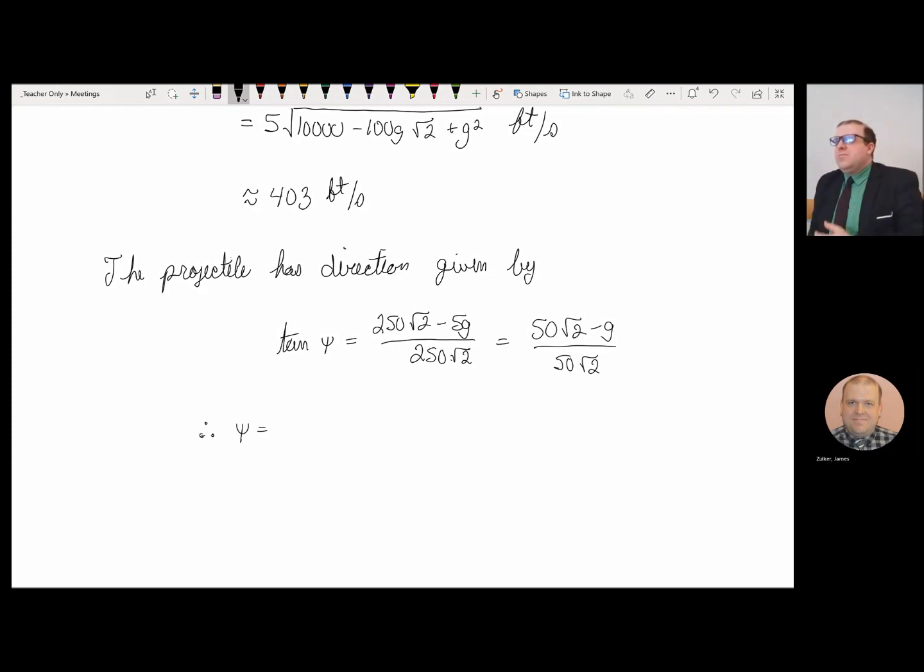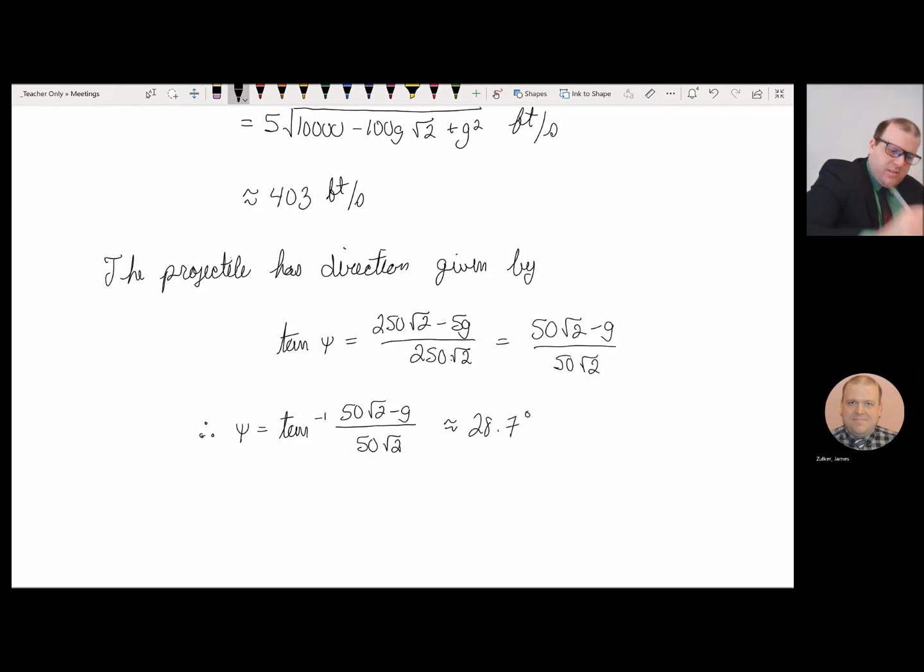Now again, psi can only practically be between 0 and pi over 2, which allows us to take the inverse tangent. Again, in theoretical physics, that's exactly how we would leave it. If you use the approximation for g, it winds up being about 28.7 degrees.